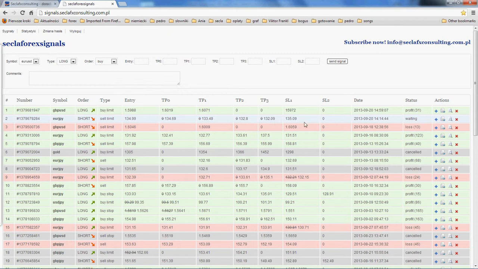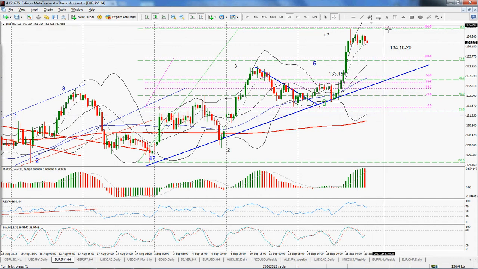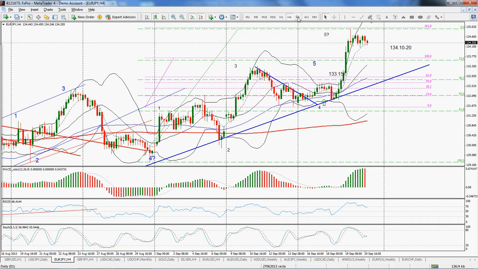Okay, and there is a very short stop loss in this case, so that can give you a nice trade setup. So that is what I'm expecting.